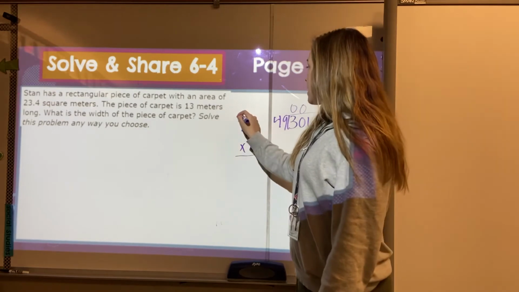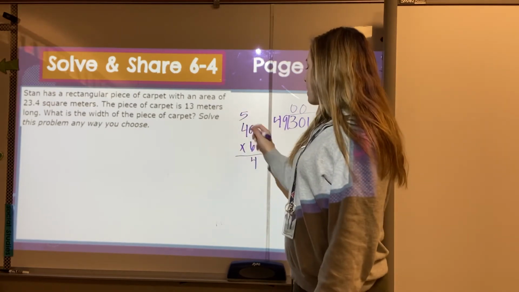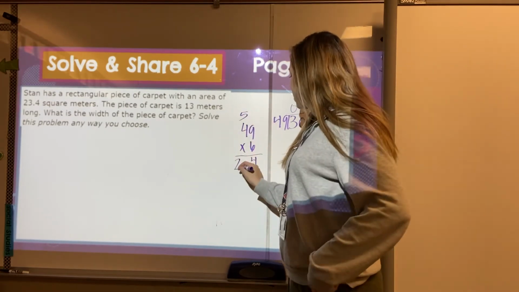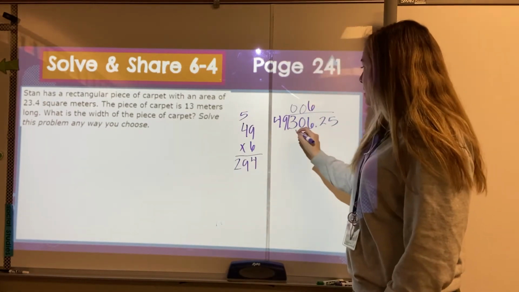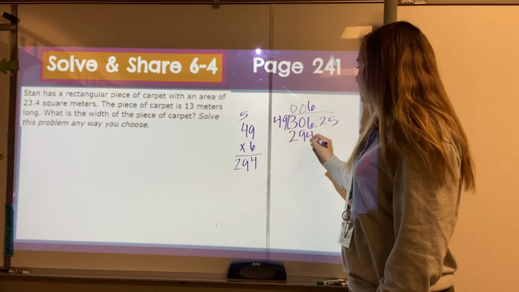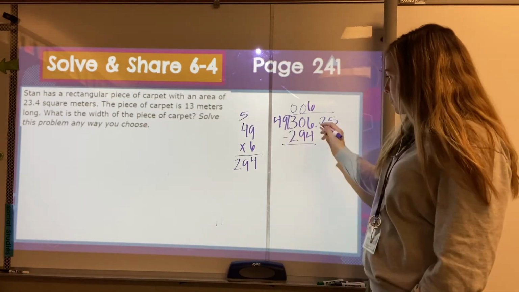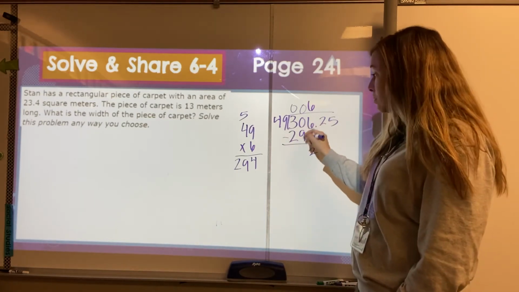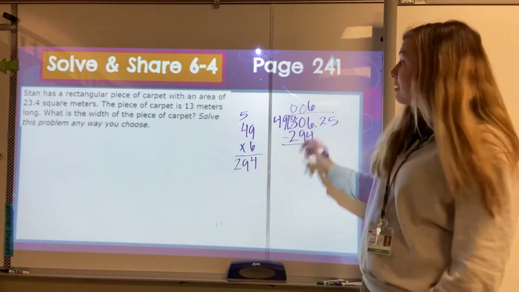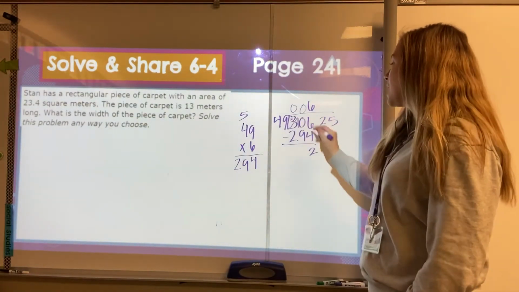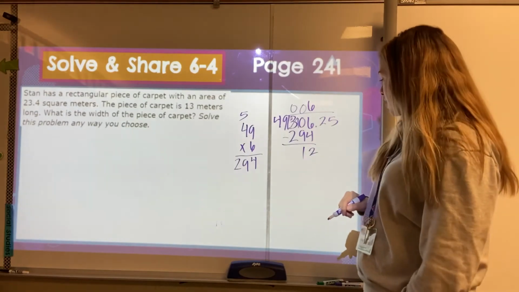So 6 times 9 is 54. 6 times 4 is 24, plus 5 is 29. So it'll go in 6 times, and we get 294. Now I can subtract. So 6 take away 4 is 2. I cannot do 0 take away 9. I have to regroup. I see people getting lazy right about now and not regrouping. So we got a 10 take away 9 is 1, so we have 12.